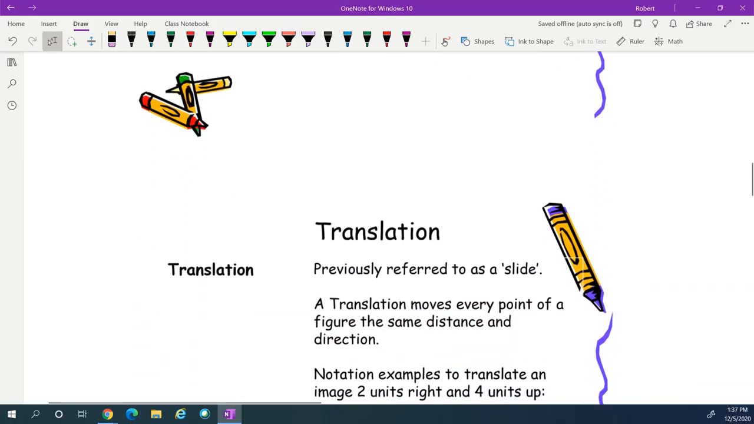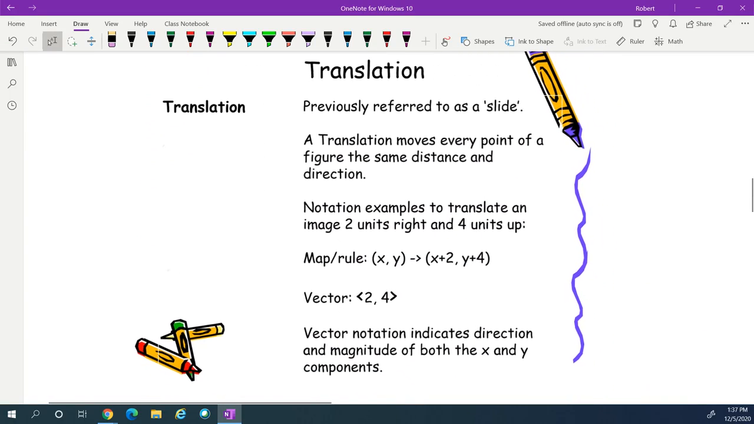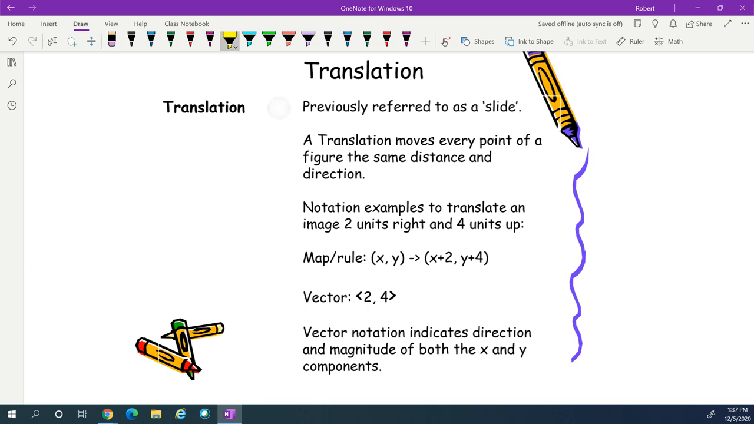Well, we're going to start with translation, and a translation is nothing more than a slide. We're relocating the image. We're not changing its size. We're not changing the way it's facing, its orientation. We're just moving it from here to there. And we have two different ways of showing how we're moving it. The first is called a map or a rule.